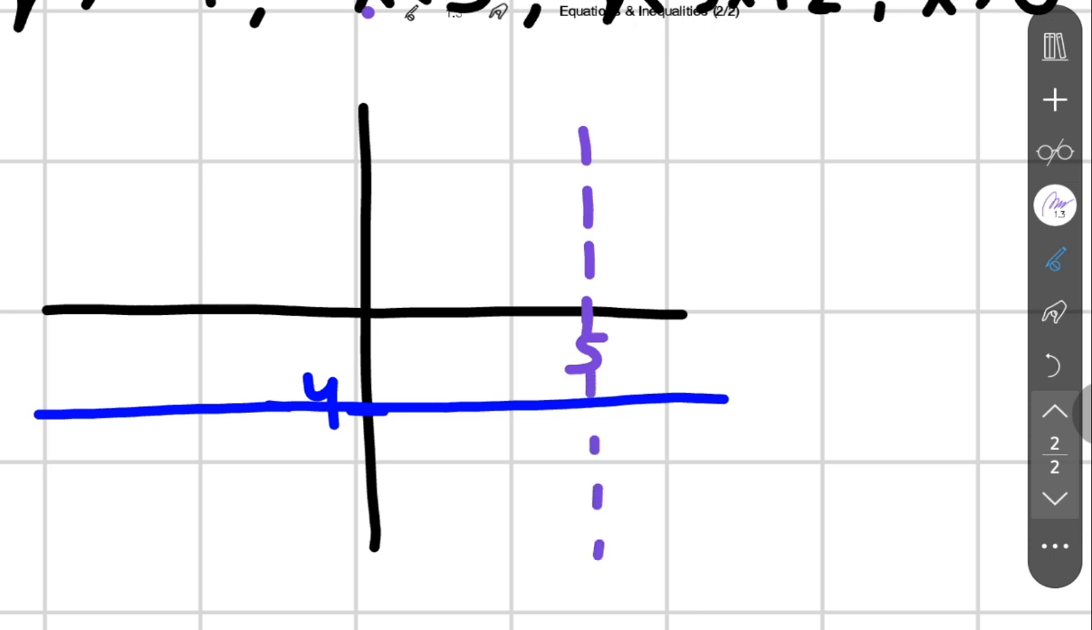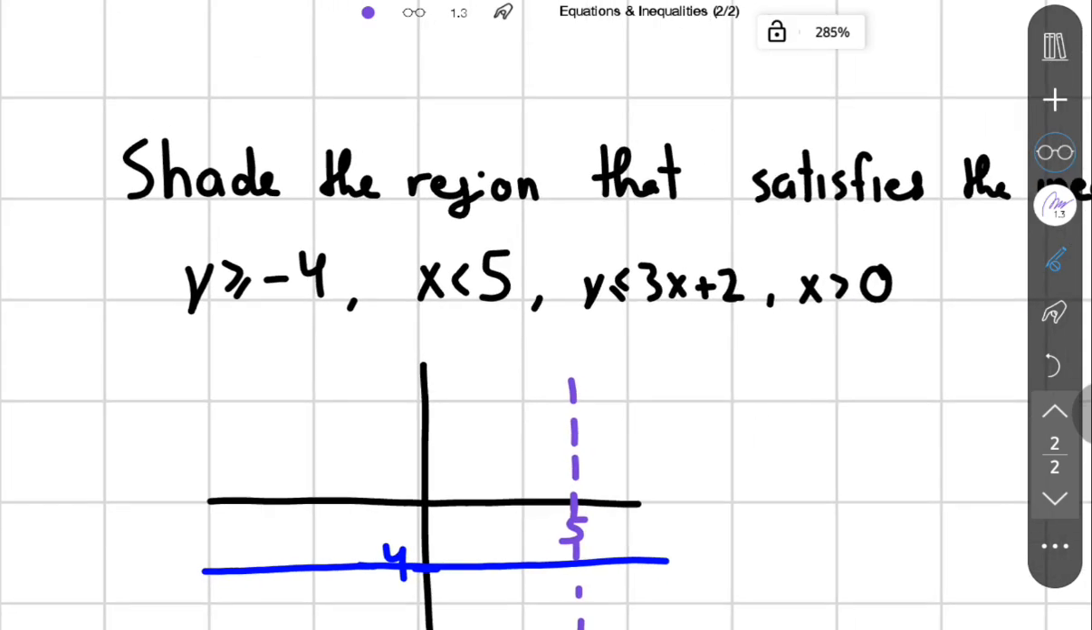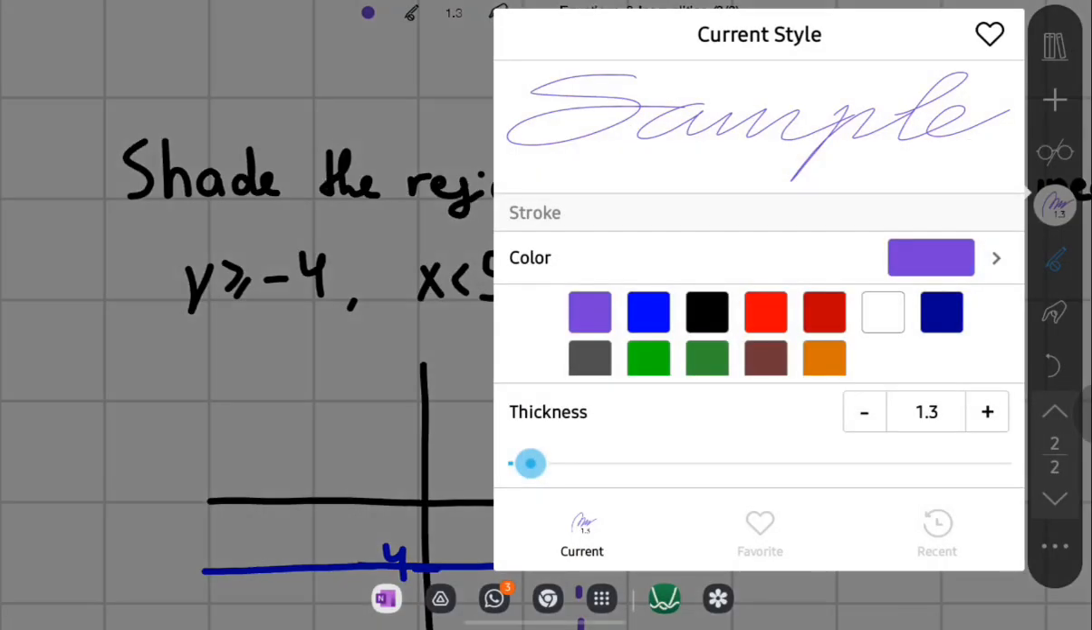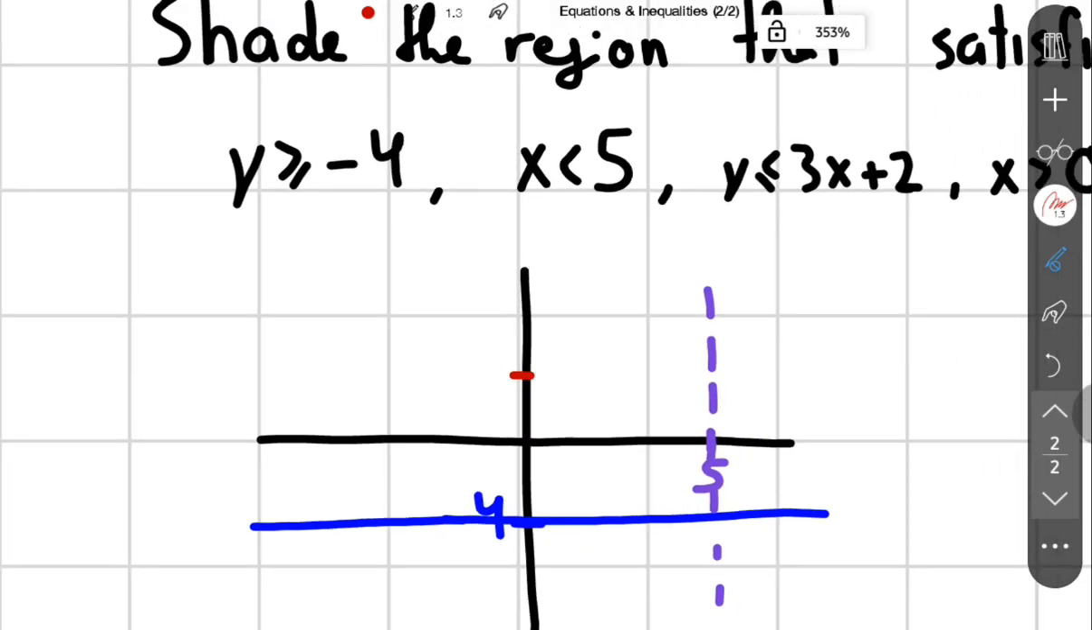All right. What other expression do we have left? We have y is less than or equal to 3x plus 2. So let's draw that. Let me pick a different color, let's say red. We have 2 as the y-intercept somewhere here. And when y is equal to 0, I think it will be -2/3. Yeah, it will be -2/3.